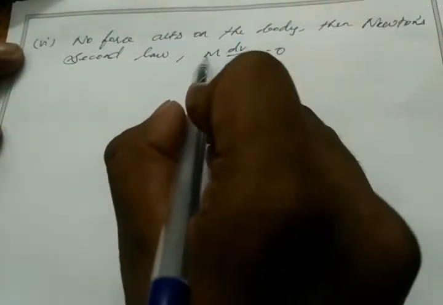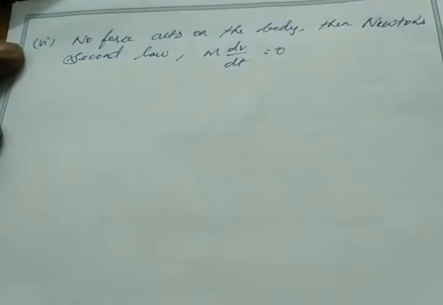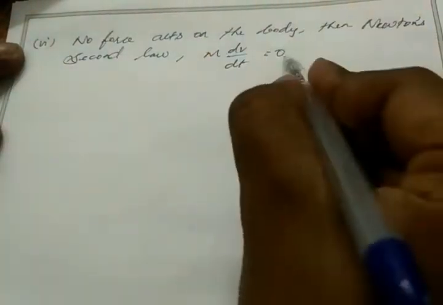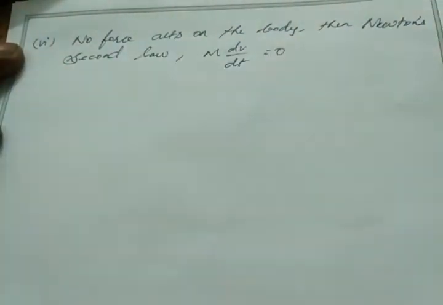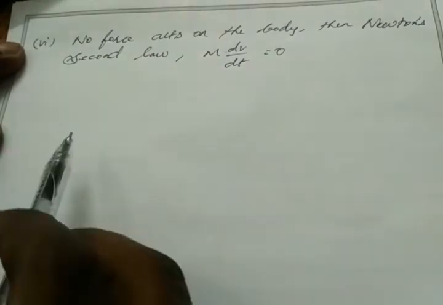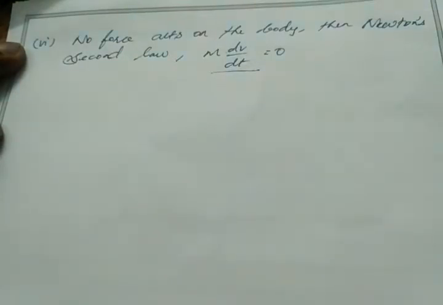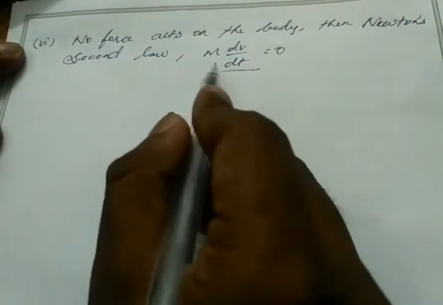F equal to ma, instead of a we can write dv by dt, change in velocity with respect to time. So here no force is acting, so we say 0. So what will happen if no force acts on the body? Simple, Newton's first law. What is Newton's first law? Until force acts on a body, the body either moves with constant velocity or stays at rest. Here we can conclude that the object is moving with constant velocity.